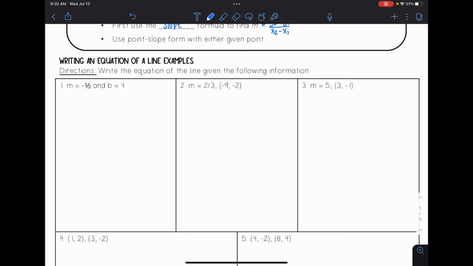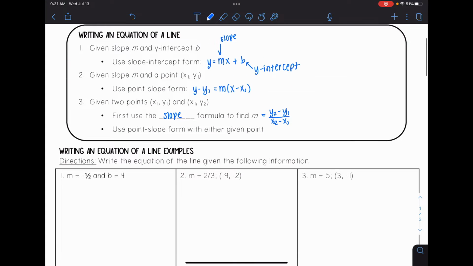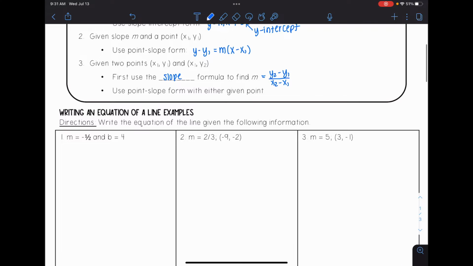Okay, so looking at number 1, it says that m equals -1/2 and b equals 4. So here I'm given my slope, I'm given my y-intercept, so I can automatically use number 1. And so that says that y is equal to mx plus b. So I'm just going to plug in -1/2 for m and 4 for b to get that y is equal to -1/2 x plus 4.